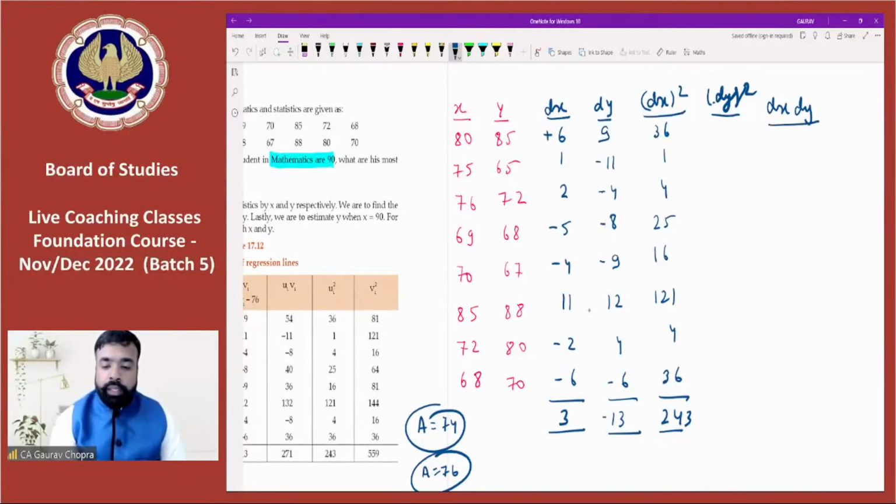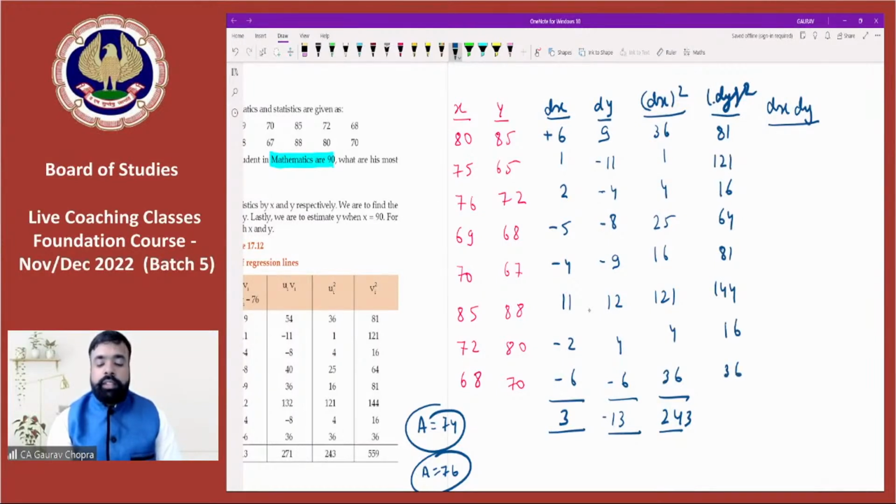Now dy square: 81, 1, 121, 16, 64, 81, 144, 16, 36. Total. Total is 559.